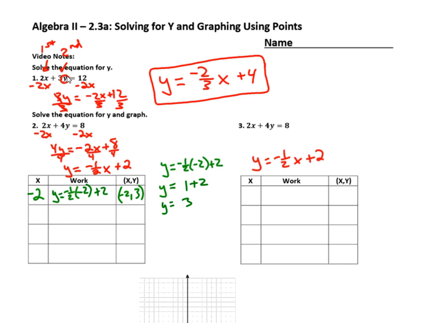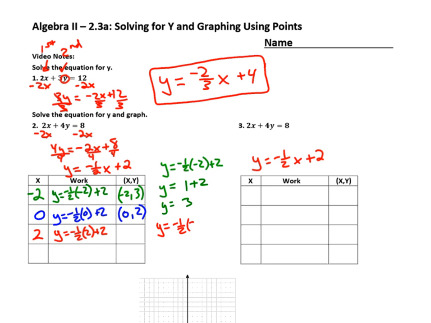Okay, so let's go ahead and choose 0. Negative 1/2 times 0 plus 2. Well, negative 1/2 times 0 is 0. 0 plus 2 is 2, so I get 0 comma 2. Now I'm going to plug in, again, we want to choose even numbers, so let's plug in a 2. So negative 1/2 times 2 plus 2. Well, let's see what happens when I do that.